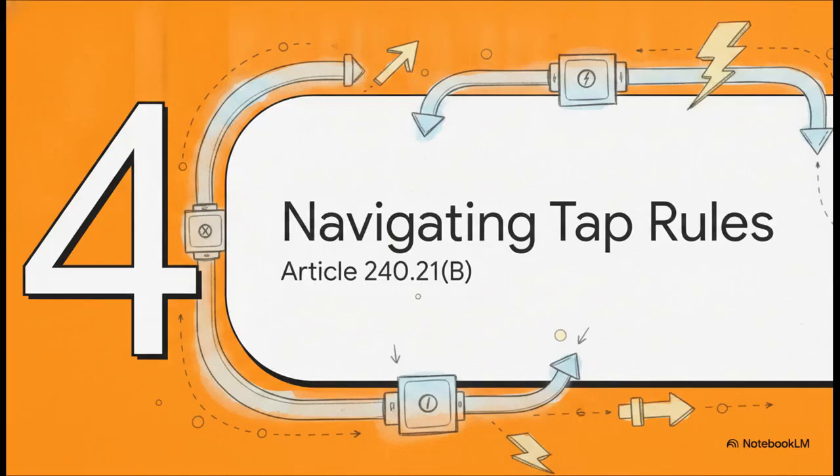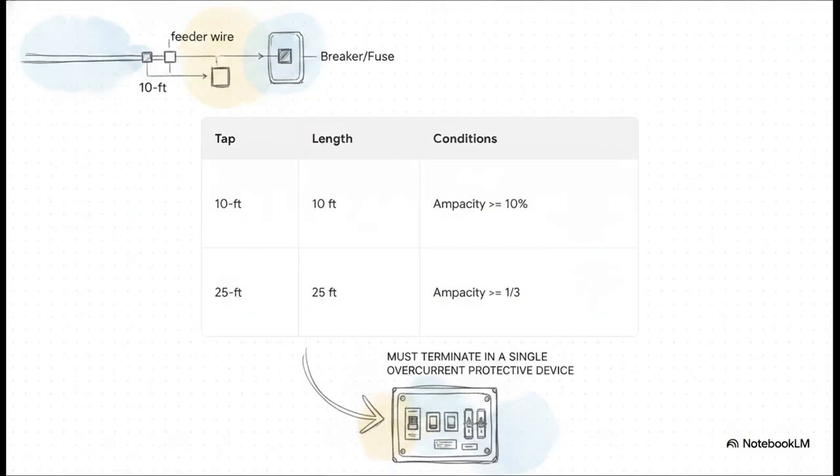Let's shift gears into Section 4, navigating the tap rules. This translates some incredibly dense code into clean, actionable rules. Now, a tap is essentially just splicing a smaller wire into a larger feeder without putting a breaker right at the splice point. For a 10-foot tap, the tap conductor's ampacity has to be at least 10% of the feeder's overcurrent device rating. For a 25-foot tap, it bumps up. It must be at least 1/3 of the feeder's rating, plus it needs physical protection from damage.